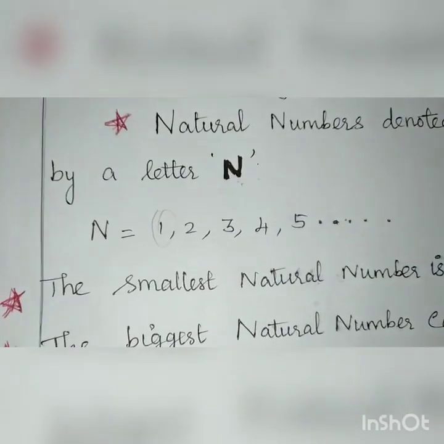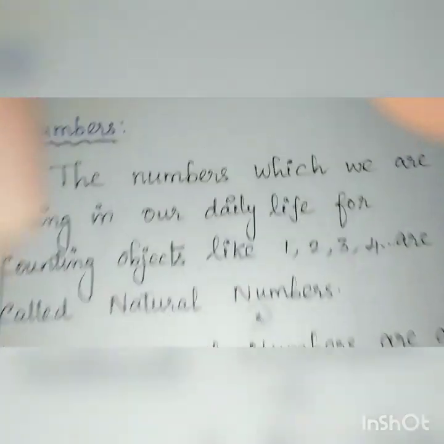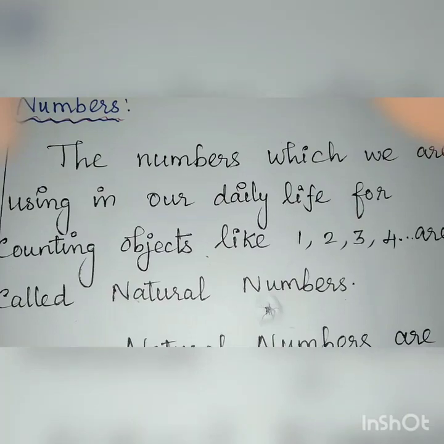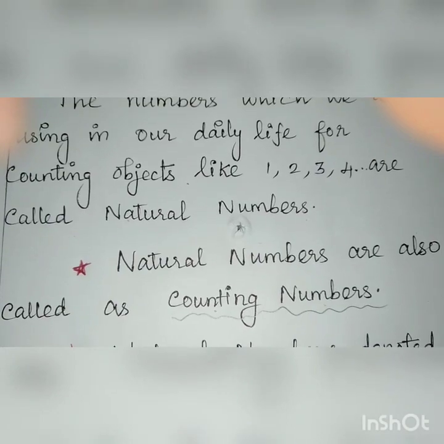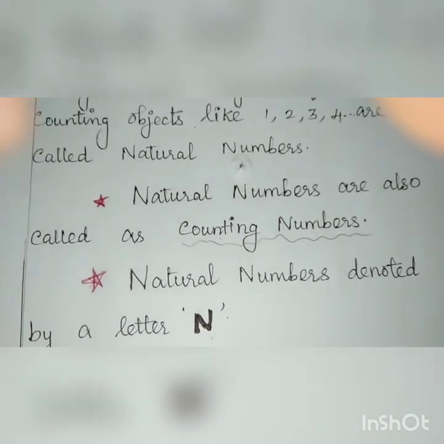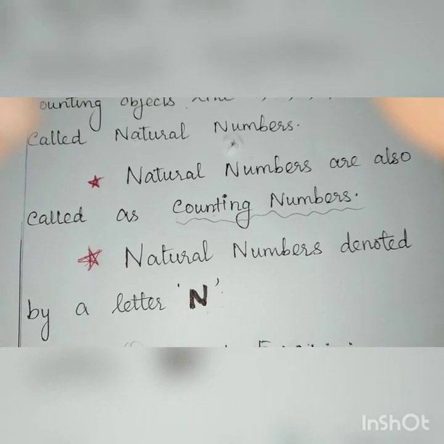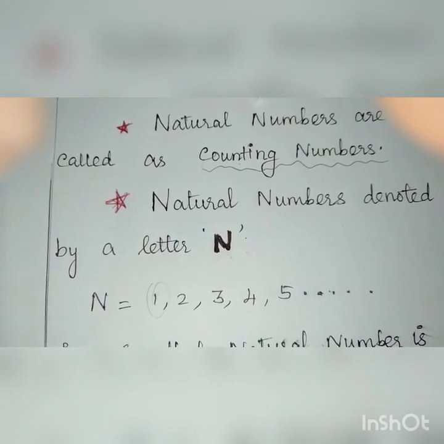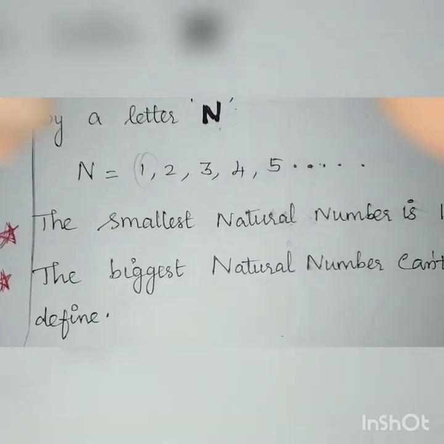So, we have learned about natural numbers. What is the definition of natural numbers? The numbers which we use in our daily life for counting objects like 1, 2, 3, 4 are called natural numbers. They are also called counting numbers. They are denoted by the capital letter N. They start from 1, then 2, 3, 4, 5, etc. The smallest natural number is 1. The biggest natural number can't be defined.